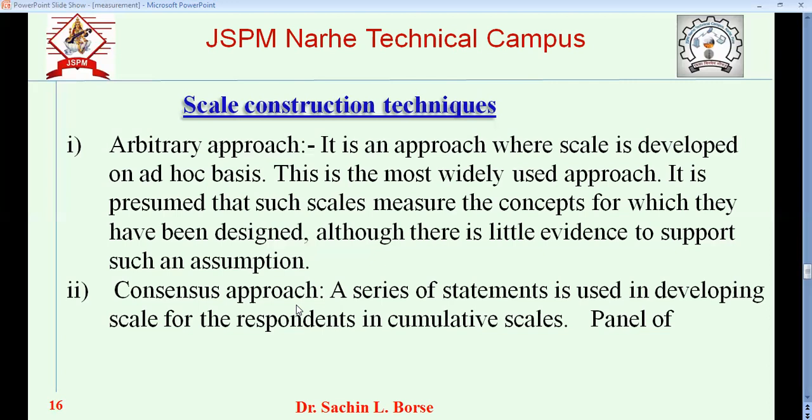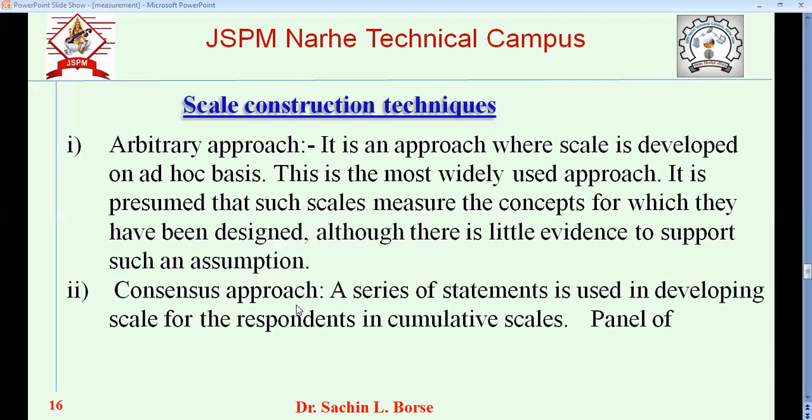So the name suggests that it is arbitrarily taken. It is an approach developed on an ad hoc basis, and it is widely used in the social sciences. It is presumed that the scale measures the concept for which it was designed. It is assumed that the scale measures the particular concept, and there is no basis for this. They just create this arbitrary scale. This is the first scale.